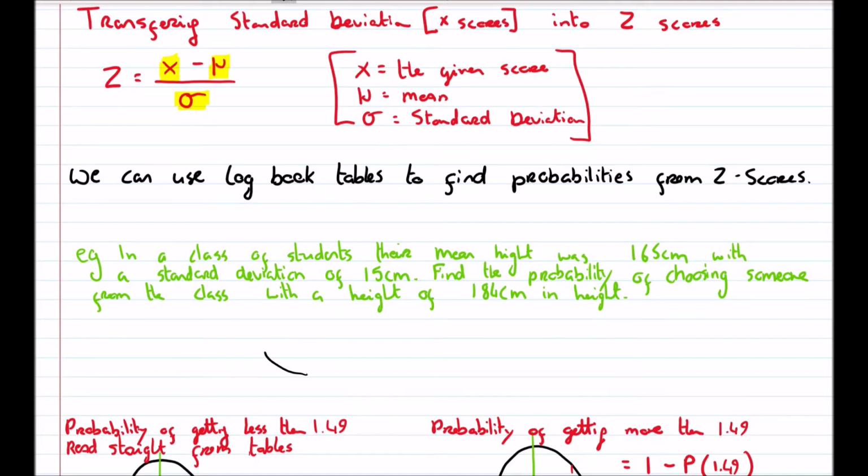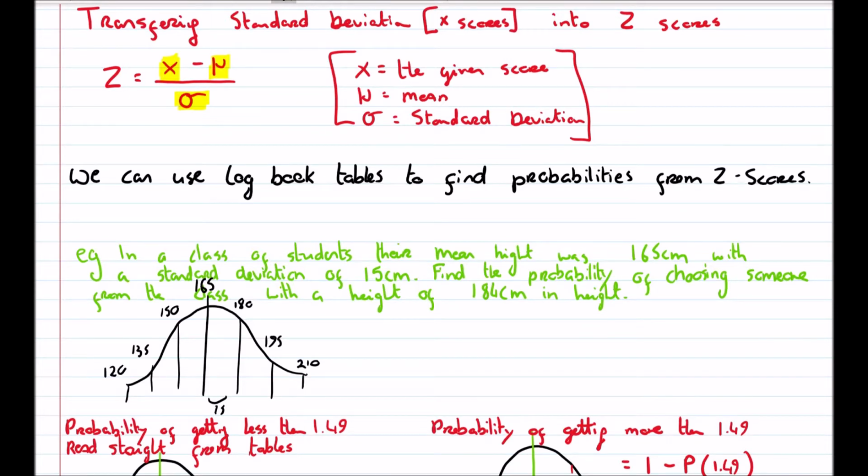Okay, quick sketch then. Mean will be 165, standard deviation of 15, so that will mean one standard deviation above the mean will give us 180, two standard deviations will give us 195, three standard deviations will give us 210 centimeters. Okay, and likewise back this way, one standard deviation below the mean, 150 centimeters, another standard deviation below the mean is another 15 down, which is 135, and another standard deviation below the mean, which will be 120.